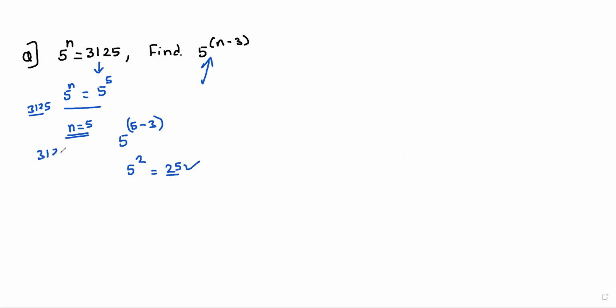Okay, those who don't understand how to simplify this 3125, you can go with the 5 table. Here you will get 625, correct? Then 125. Then 25. Then 5, then 1. So like this, 1, 2, 3, 4, 5. 5 to the power of 5. Got it, boys? Are you finding it easy?